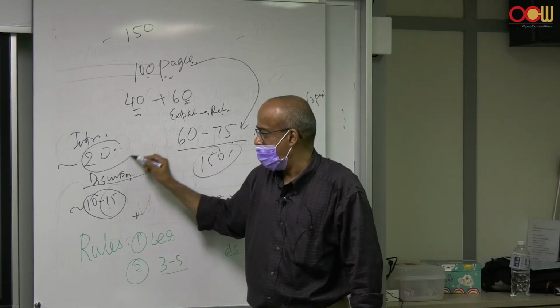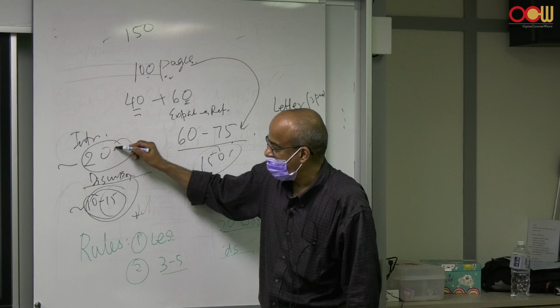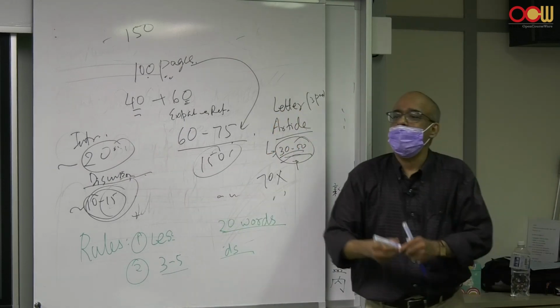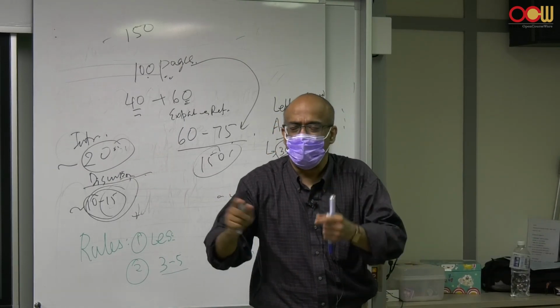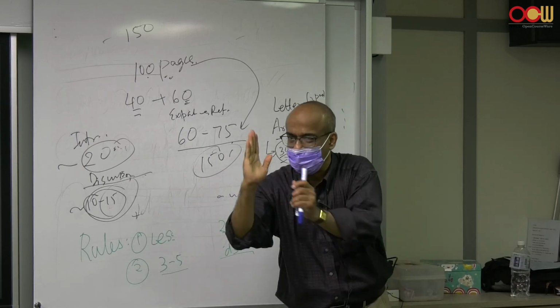In the intro, approximately 20. In the discussion, approximately 10. Some of them might come from the intro also. So that's a rough number. Don't worry about it too much. If this 30 becomes 27, it's fine, no problem. But 30 is the target.